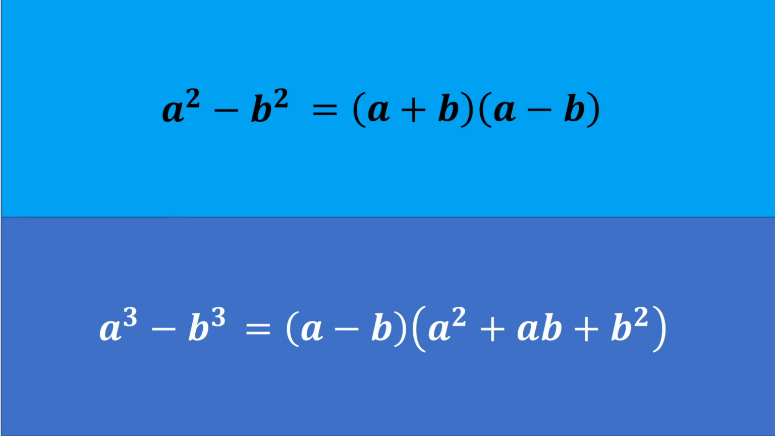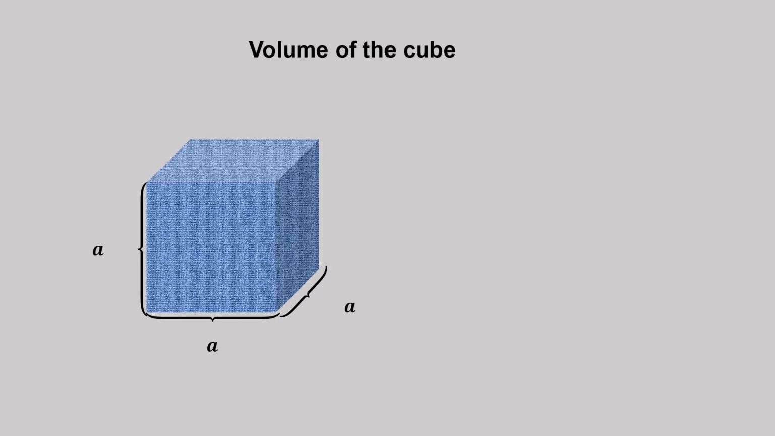How did we arrive at these factors? Let me explain. Consider this big solid cube wrapped in a blue paper. Each side of the cube measures A units. That is, its length is A, its height is A, and its width is A. Hence, its volume is A cube.